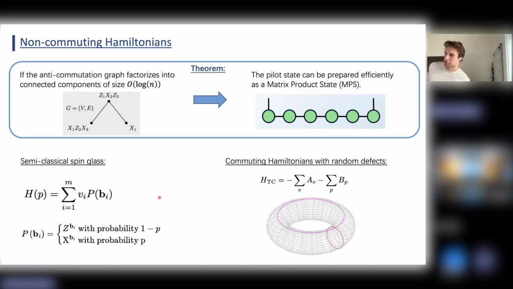And then we do the same trick for structured Hamiltonians. So we start with some algebraic Hamiltonian like a 2D toric code, and we just add random defects. So we replace some of these operators, we swap like z to x or x to y, etc. And this way you also get a non-commuting Hamiltonian where we can prepare Gibbs states up to some finite constant temperature.